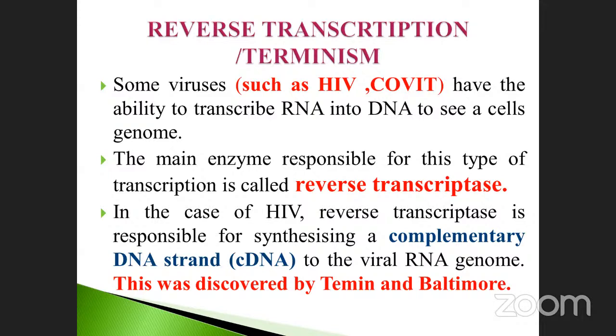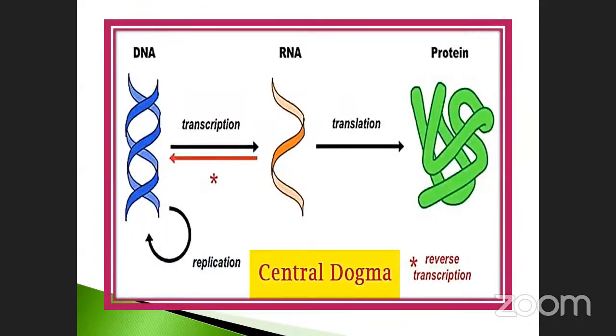Sometimes they may ask the question, who discovered the reverse transcription process or the reverse transcriptase enzyme? So please see the entire structure. This is the double stranded DNA molecule. When the double stranded DNA molecule produces an exact copy of the DNA molecule, that process is called replication. That is, DNA to DNA is called replication.